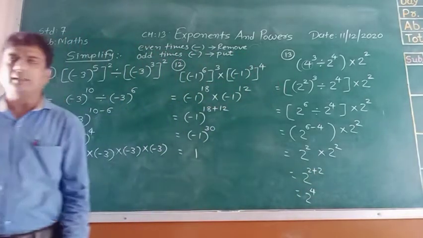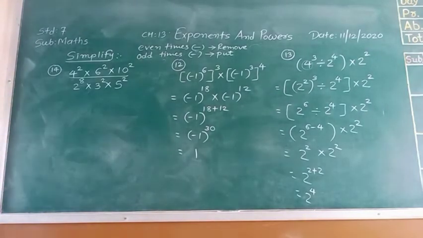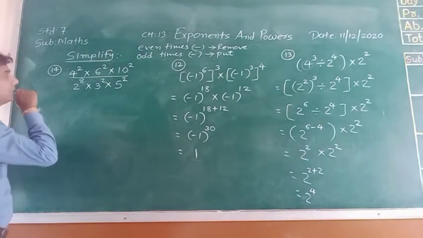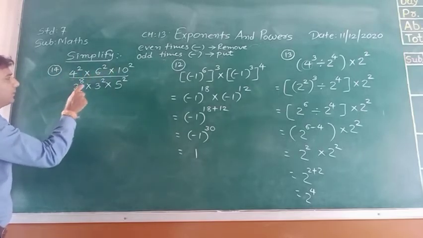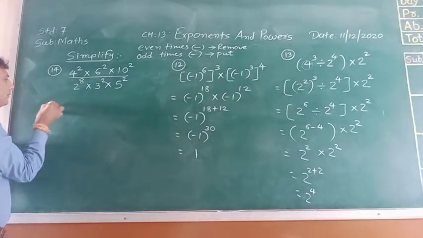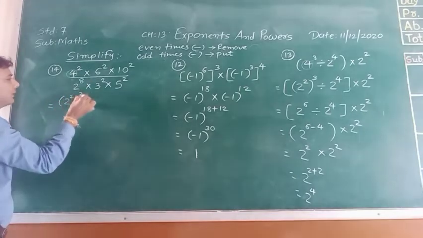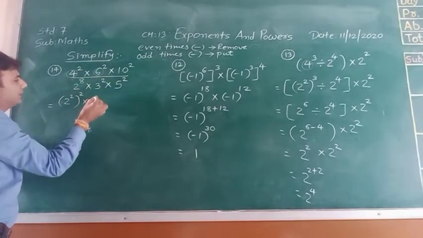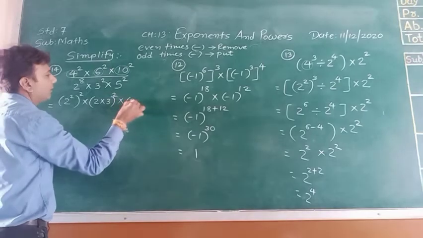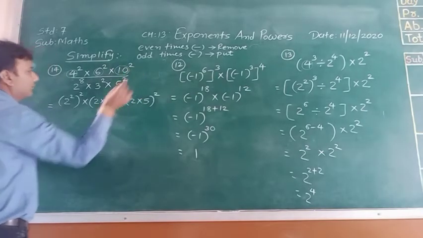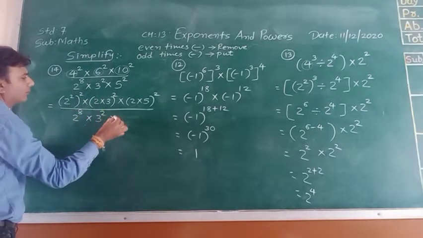If you want to find its value, we can find it very easily. Now this last sum, the 14th number: 4 squared multiplied by 6 squared multiplied by 10 squared upon 2 raised to 8 multiplied by 3 squared multiplied by 5 squared. In place of 4, I can write 2 squared; in place of 6, 2 times 3; in place of 10, 2 times 5.